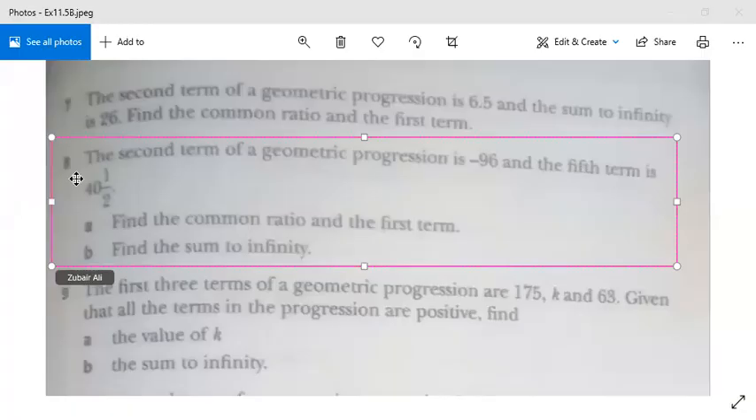In question number 8, it is given that the second term of a geometric progression is minus 96 and the fifth term is 40 whole number 1 upon 2. In part A, we have to find the common ratio and the first term, and in part B, we have to find the sum to infinity. So first, we will do part A.